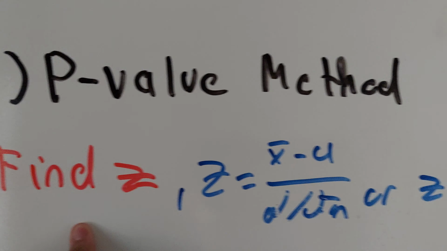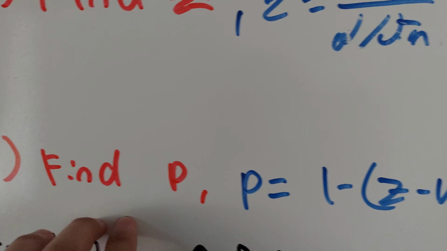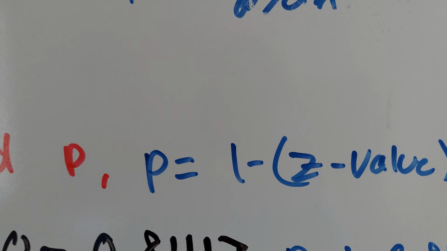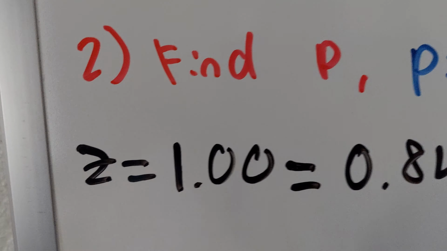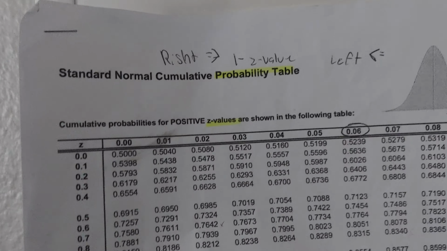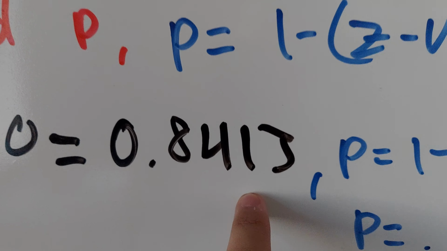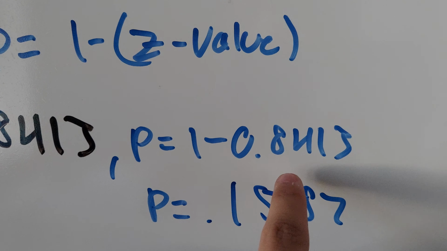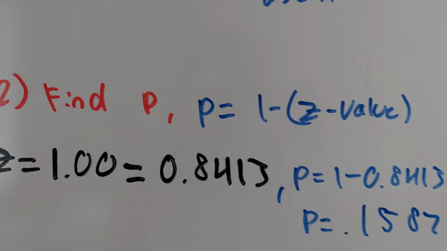First step, we're going to find z using either of these formulas as shown here. Next up, we're going to be finding p using this formula, 1 minus the z value. Now notice that it's z value and not z. So, as an example, if we have a z of 1.0, we want to look through the SNCPT, or the t-table, and then we're going to look over here, and there it is, I circled it. That means our z value is going to be 0.8413. And if we plug that in, it's going to be 1 minus 0.8413, and then our p is going to be 0.1587.